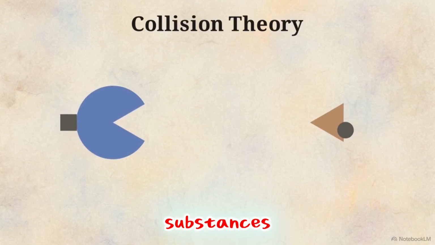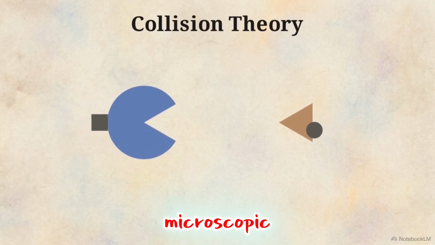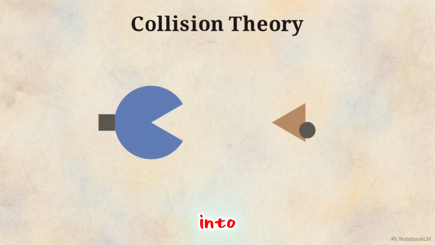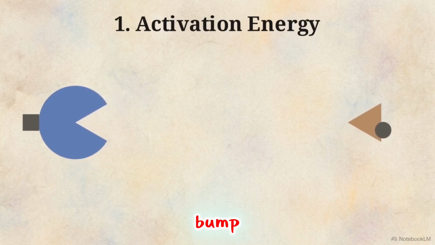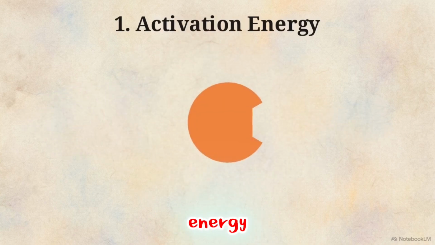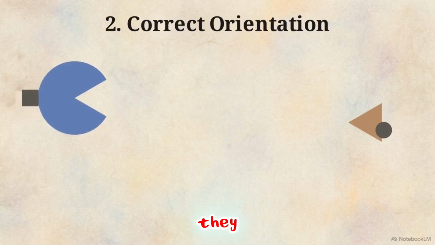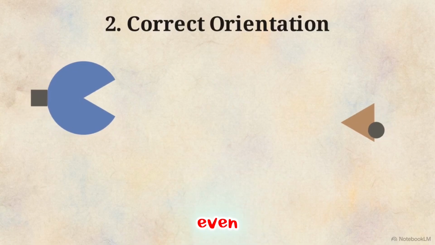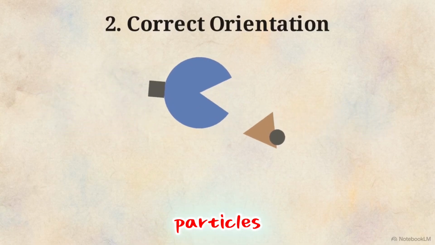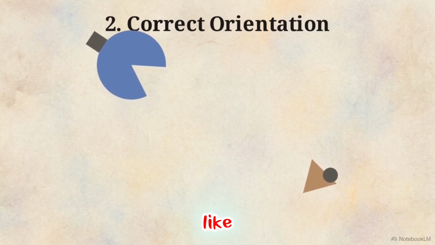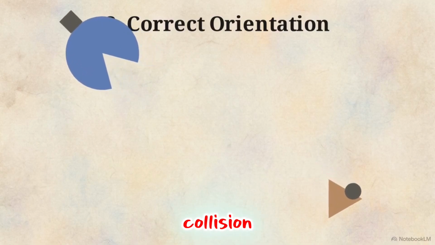For two substances to interact, their microscopic particles must literally crash into one another. But not every bump causes a change. First, the particles need enough energy. They must hit each other with enough brute force to shatter their old bonds and form new ones. Second, they need the correct direction. Even with high energy, if the particles strike at an off-center angle, like a missed high five, the collision fails and they drift away unchanged.